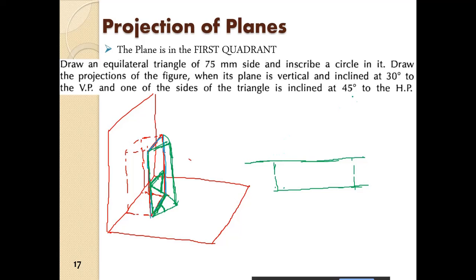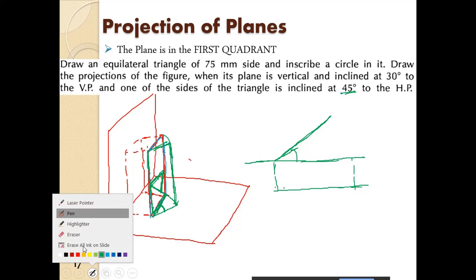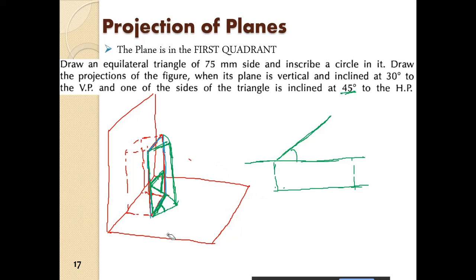Then what I do is, now it is given, it is at a 45-degree angle. All right, so suppose I draw one line which is at an angle of 45 degrees, and then I draw the equilateral triangle. And then we have to draw the circle inscribed in it.